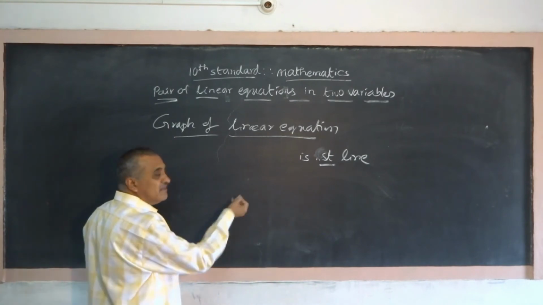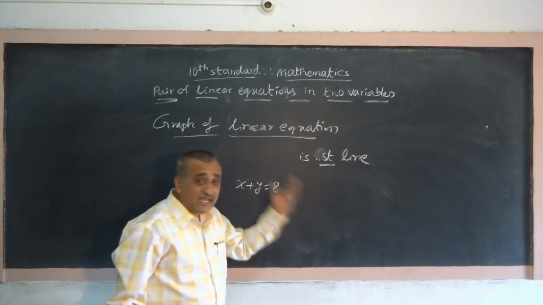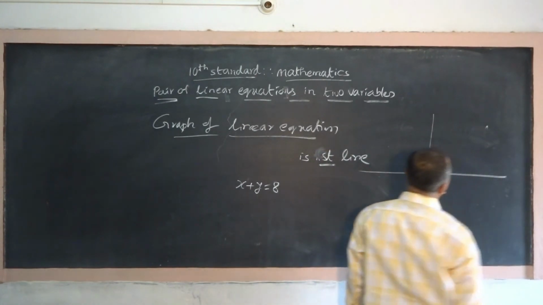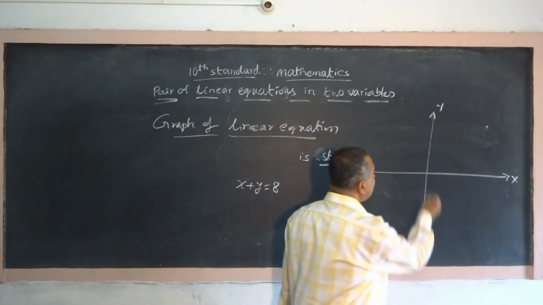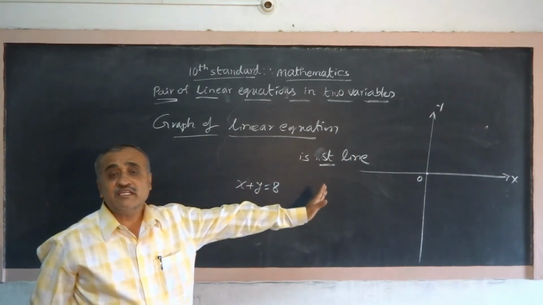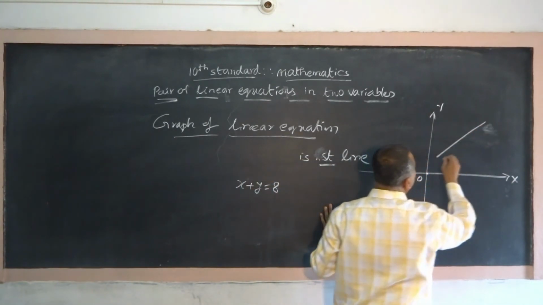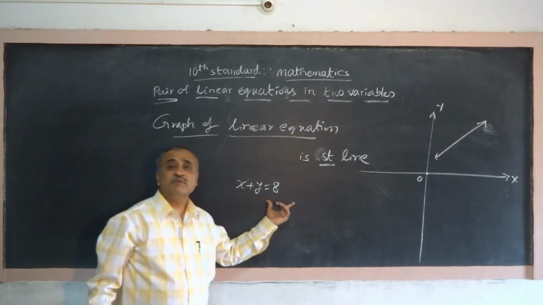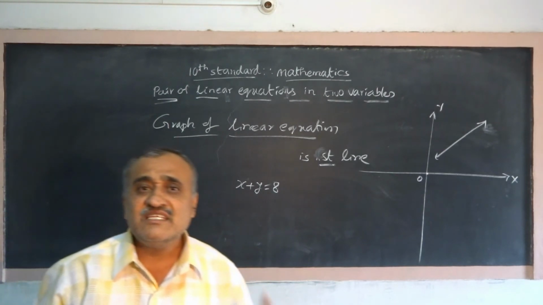Take any line, say x plus y equals a, and you will get a straight line. If you draw a graph, this is the x axis, this is the y axis and this is the point of origin. Then x plus y equals a gives one straight line. Therefore, the graph of a linear equation is a straight line.